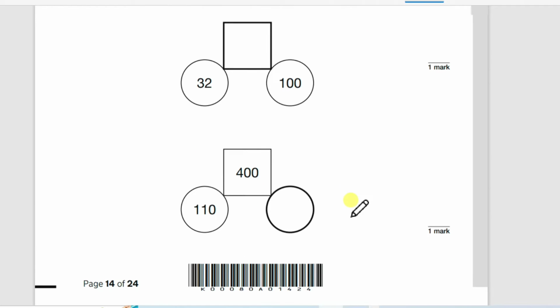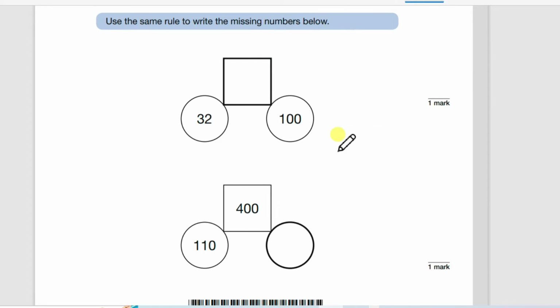So let's look at both of them. You find the difference: 100 take away 32. 100 take away 30 is 70, take away 2 more gives you 68. Now you want to double it, so we just do 68 times 2. 8 times 2 is 16, carry the 1. 6 times 2 is 12, plus 1 is 13, so it must be 136 up here.